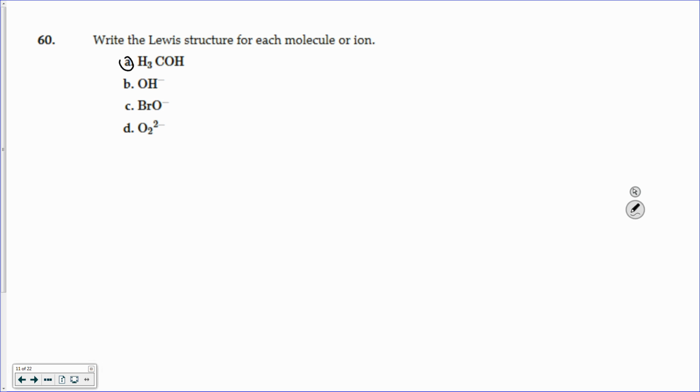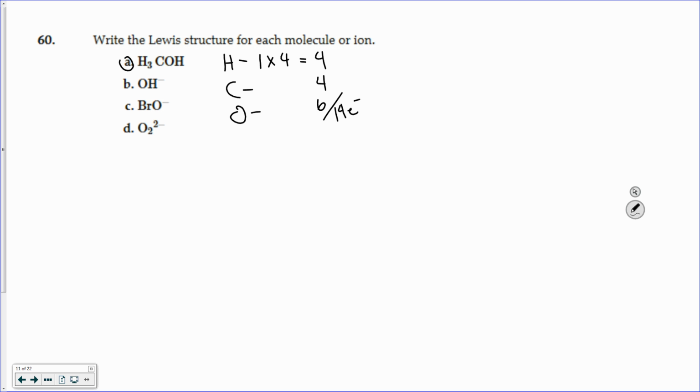So I've got 4 hydrogens, and each one has 1 valence electron, so that's 4. I've got a carbon in there, so 1 carbon, and it has 4 valence electrons. And oxygen comes in with its 6, so 14 electrons.